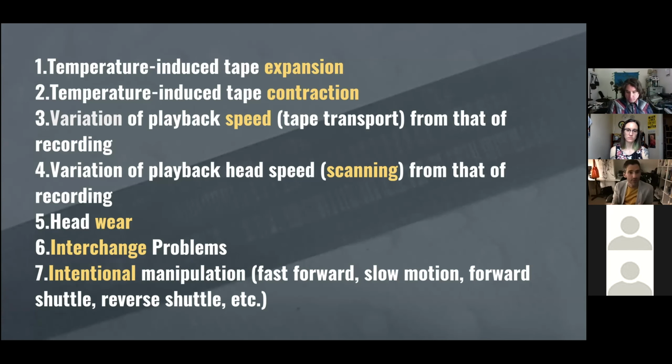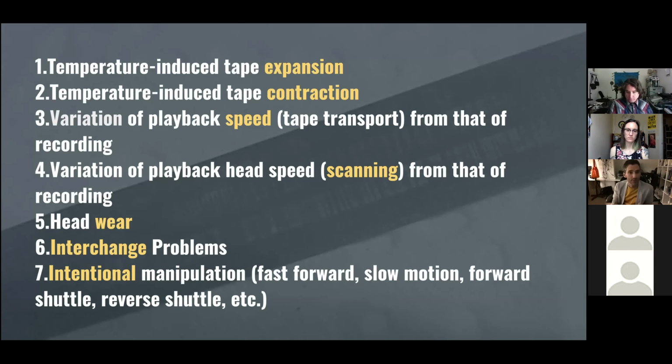There are also interchange problems. So differences between the VTR that was used to record a tape and the one that's being used to play back a tape. And then of course, you could even create your own time-based errors by manipulating video, right? So when you're fast forwarding or rewinding a tape, that instability in the image is a form of time-based error.